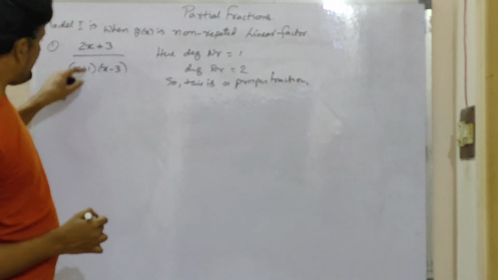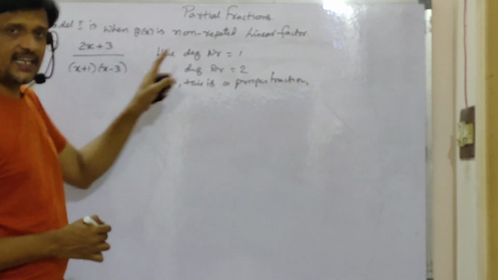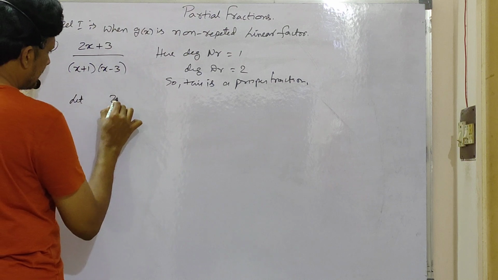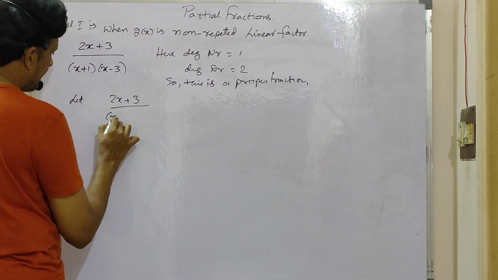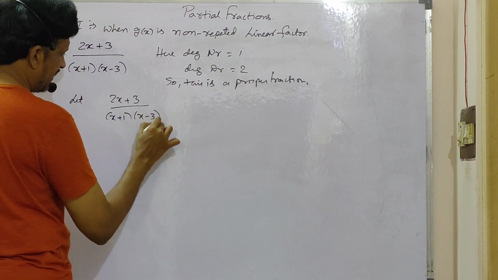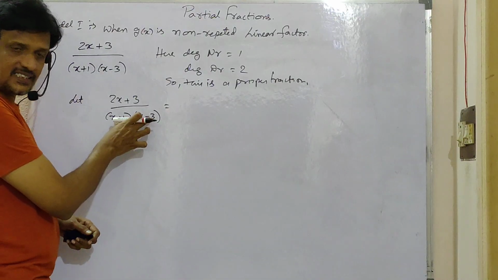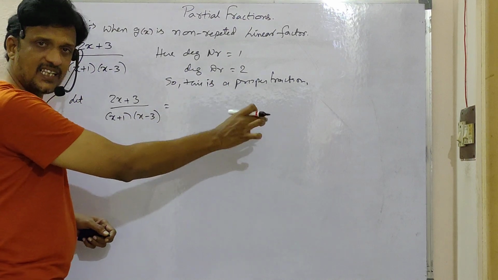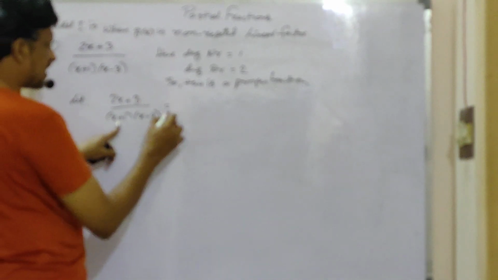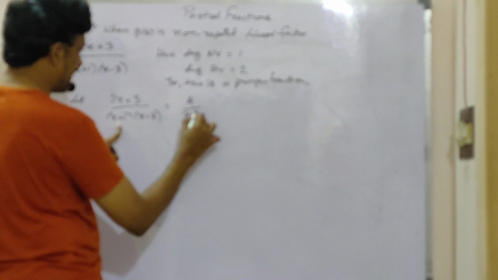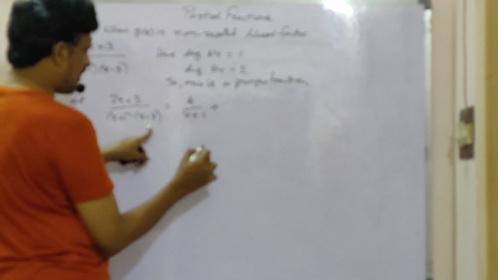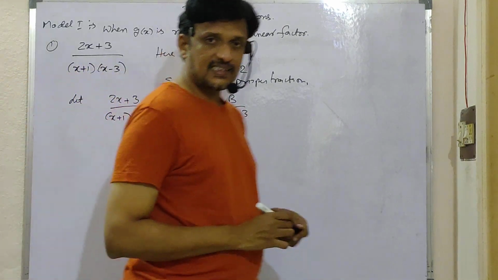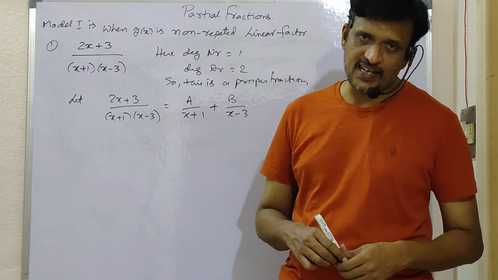Then corresponding to every non-repeated linear factor, you will get one partial fraction. So you will get a form like this. This is the working rule here. Let the given (2x plus 3) by (x plus 1)(x minus 3) be equal to, since the denominator consists of two non-repeated linear factors, corresponding to each you get one partial fraction of this form. Corresponding to x plus 1 you get a by x plus 1, plus corresponding to x minus 3 you get the other, that is b by x minus 3. Like this, you have to write this as the sum of the partial fractions.